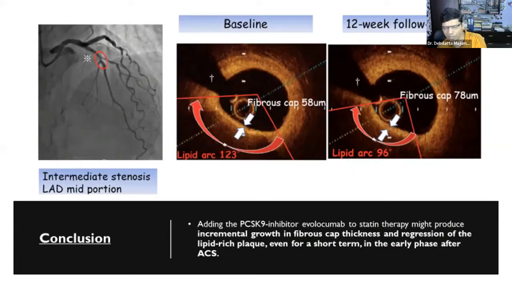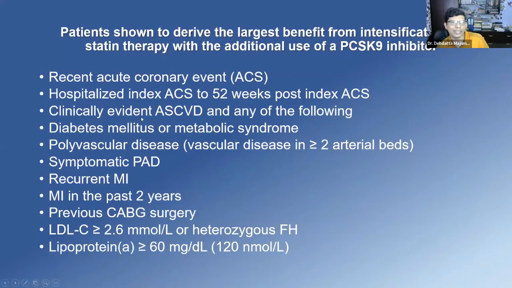So who are the patients really, worth reiterating, who would actually benefit the most when you add PCSK9 inhibitors over and above statin with or without ezetimibe? Recent ACS, we all mentioned, this is the point of interest. And then, as already mentioned, clinically evident atherosclerotic cardiovascular disease coupled with diabetes, polyvascular disease, symptomatic PAD, recurrent MI, these patients, and certainly lipoprotein A. We will speak a few lines on lipoprotein A given the time that I have at hand. Obviously, it is worth mentioning that this is the only agent till now available with us which can reduce lipoprotein A, in contrast to statins.